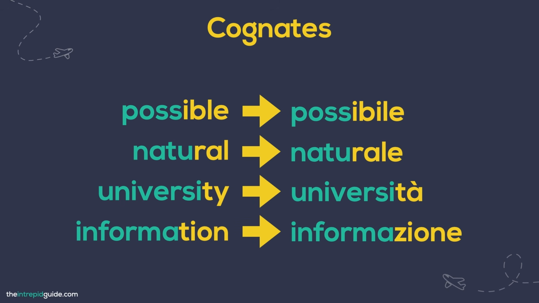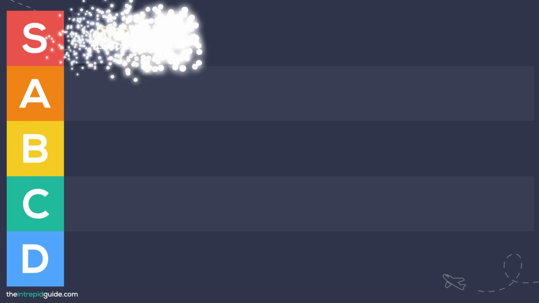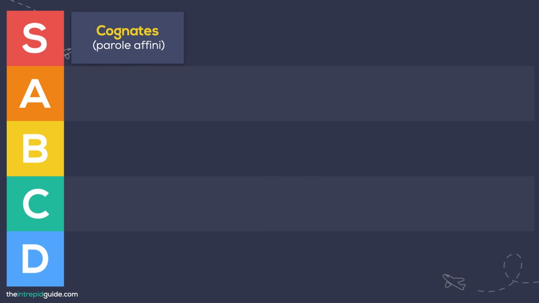Notice any patterns here? English words ending in IBLE become IBILE in Italian. And then English words ending in AL become ALE in Italian. English words ending in TY become TA with an accent in Italian. English words ending in TION become Z or ZIONE in Italian. So where do cognates rank? Well, they go in the S tier for surprisingly simple.